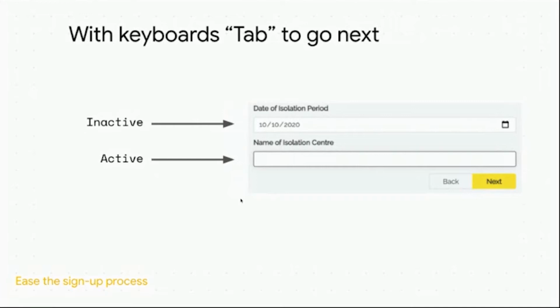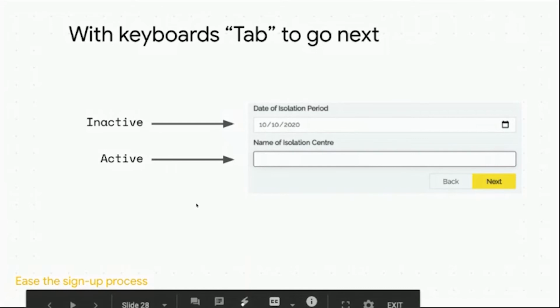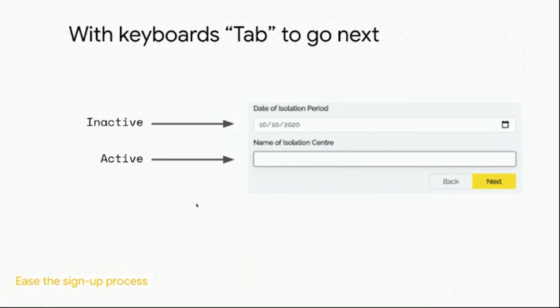And to add on to that, a lot of people like to complete forms without having to swap between your keyboard and your mouse too often. So by making sure that your form is keyboard friendly, in this case, by allowing the user to tab to go on to the next field, it removes the need for the user to leave the comfort of the keyboard just to direct the mouse to the next field.